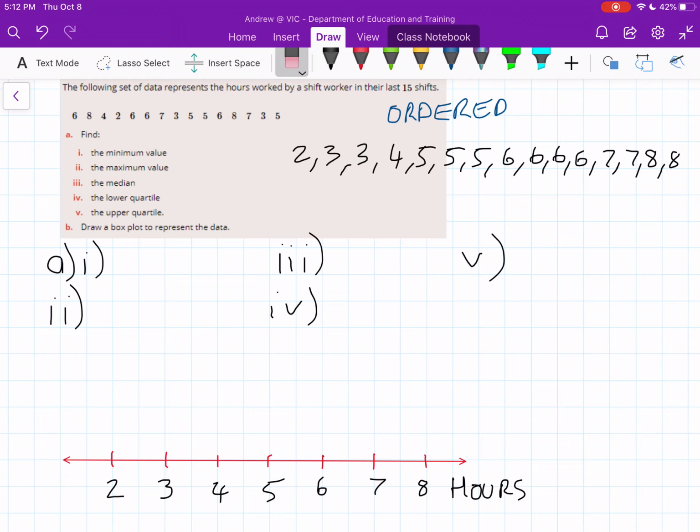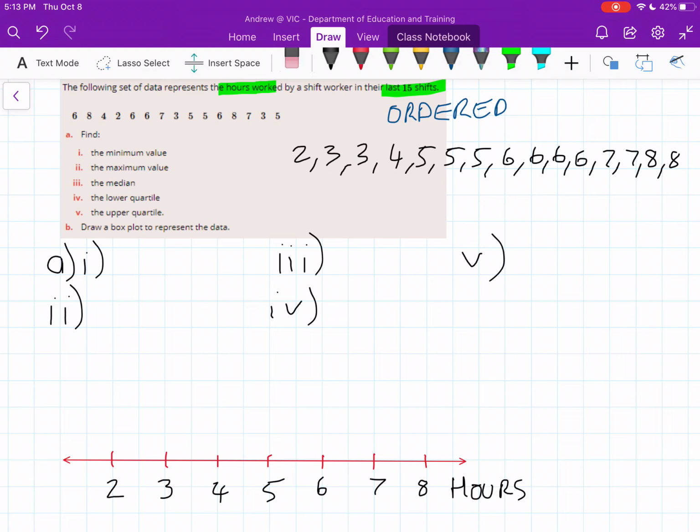So first it asks us, the following set of data represents the hours worked by a shift worker in their last 15 shifts. It's always good when it is in the question to check that you do have 15 numbers. So just going along and counting, 1, 2, 3, 4, 5, 6, 7, 8, 9, 10, 11, 12, 13, 14, 15. I'm all good, so I haven't messed up by adding or missing a number. That's really important. So here we're going to be looking at finding these values.